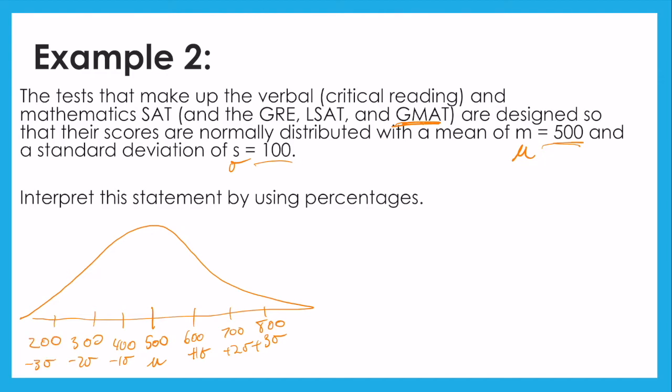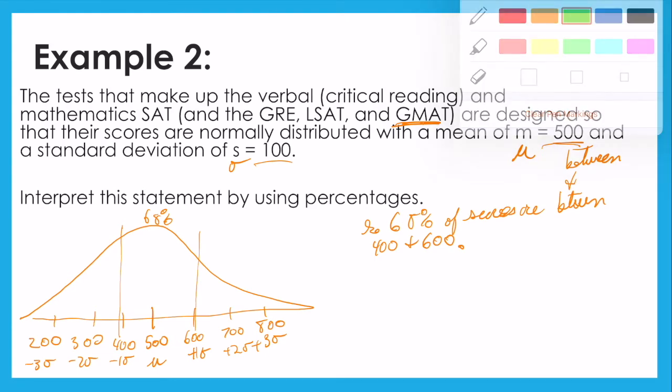So let's interpret this data using percentages. So within my first standard deviation, I know I have 68% of the data. So 68% of scores are between, do you guys know that shorthand for between? Sorry, I used to have to take so many notes in college, and I learned a little bit of shorthand. Scores are between 400 and 600.